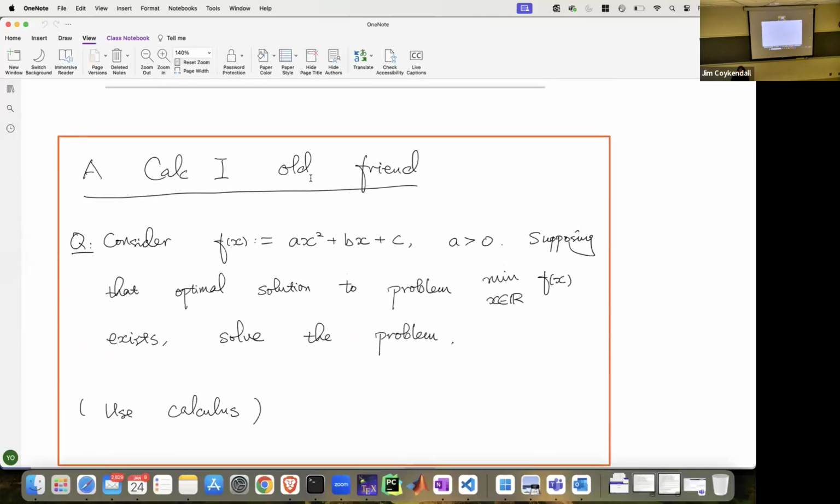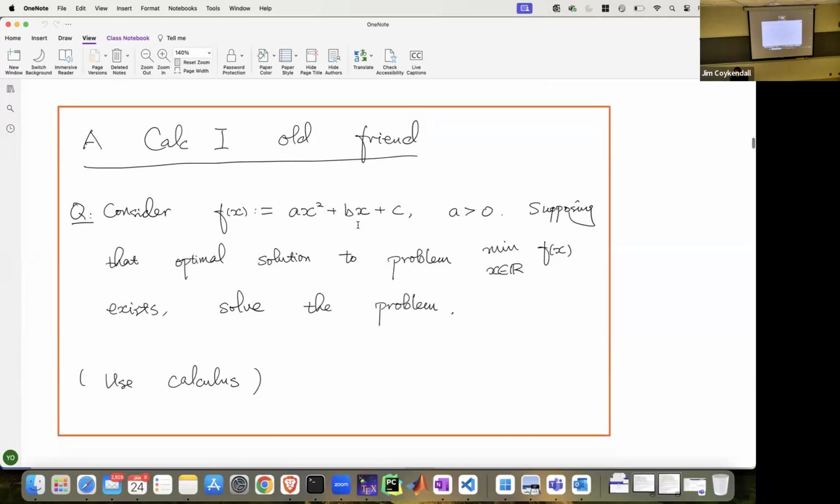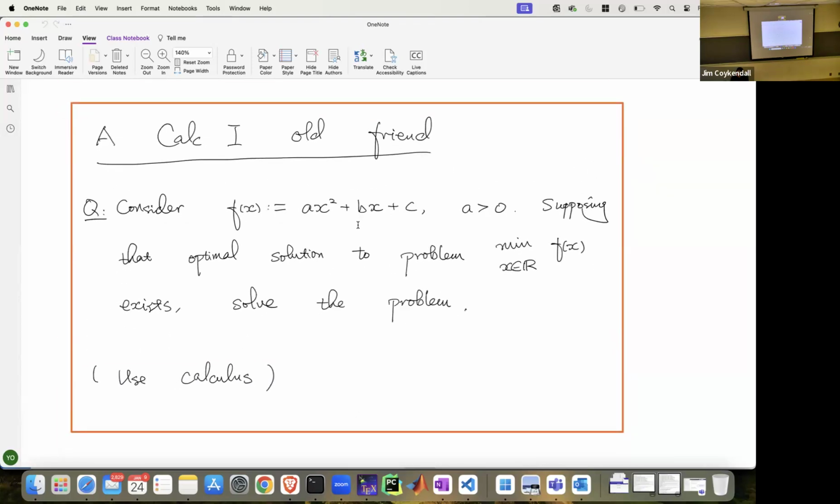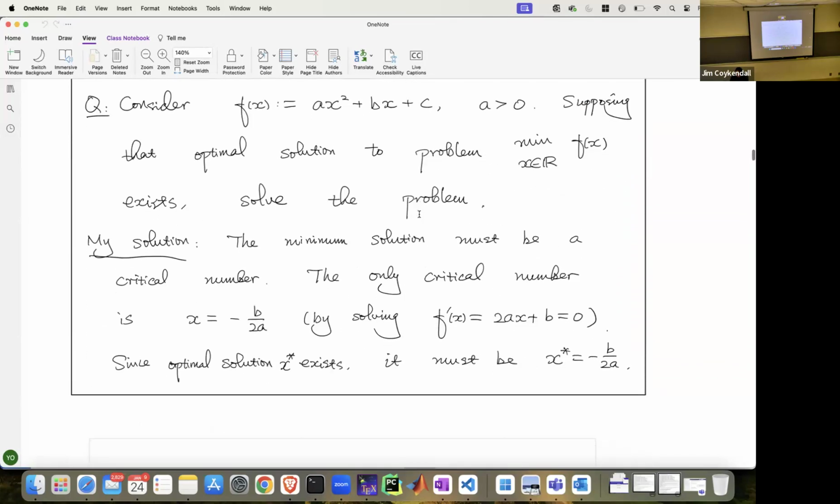How about we move forward with calculus 1 knowledge? If we do calculus, then it's straightforward. Here, please be aware that I'm modifying the problem a little bit because of something related to the necessary and sufficient condition of optimal solutions. But for now, we're just going to assume that an optimal solution exists. The question is to solve the problem.